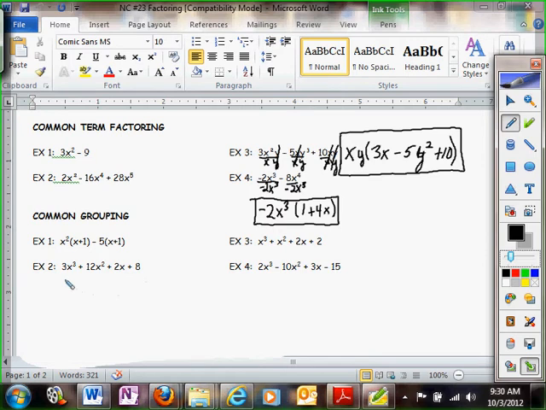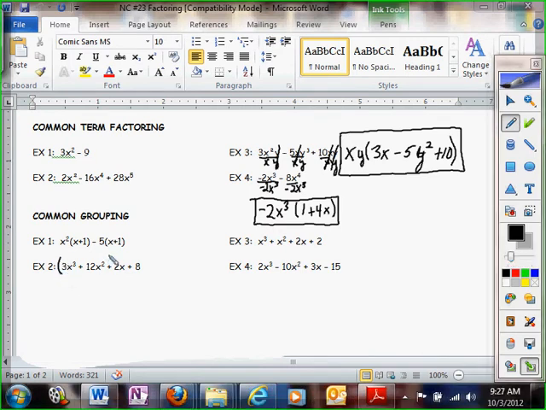First of all, what you typically can do, you can just group the first 2 and the last 2 together. Sometimes it doesn't work. Most of the time it will. And I'll show you how to check to make sure you're on the right track in just a second. When I group these together, the first thing I want to do within each group, I want to look for the common term. In this first group, I've got a 3x squared I can pull out.